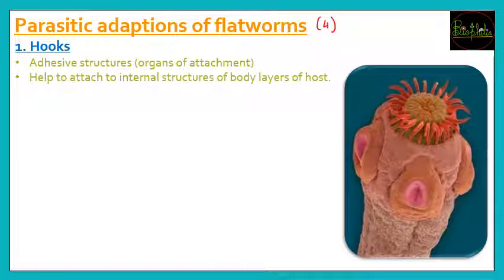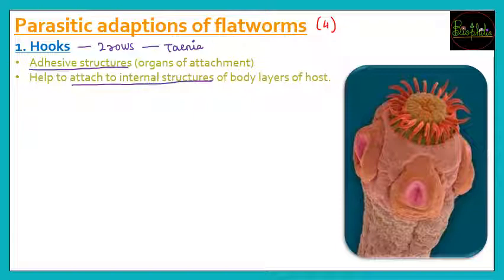First of all, they have the presence of hooks. Now what are hooks? Hooks are adhesive structures that help to attach to the host body. So these hooks are used for attachment, and they are present in 2 rows. Hooks can be seen in the case of Taenia. Taenia is the genus where many different types of species are present. So these hooks will be in 2 rows.